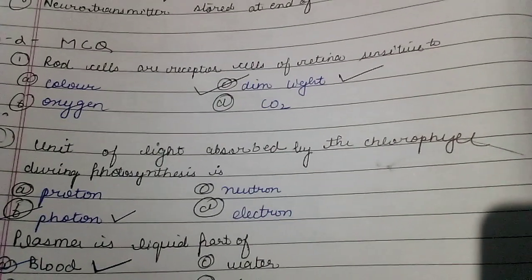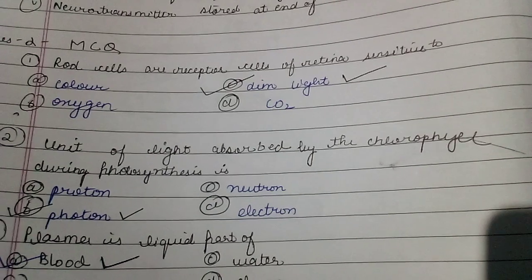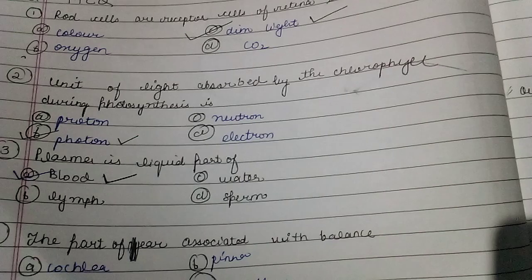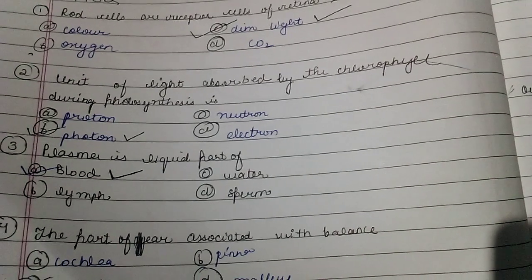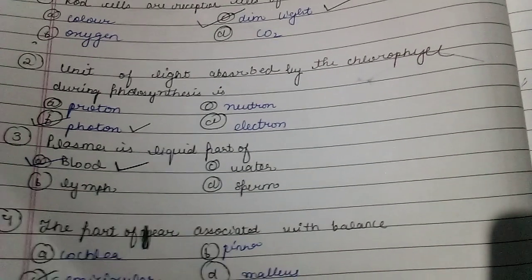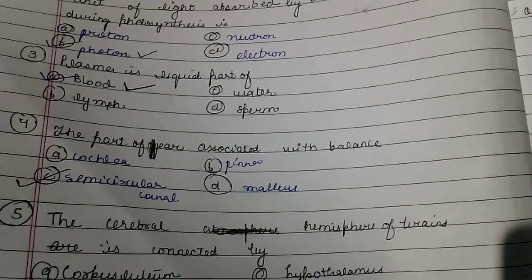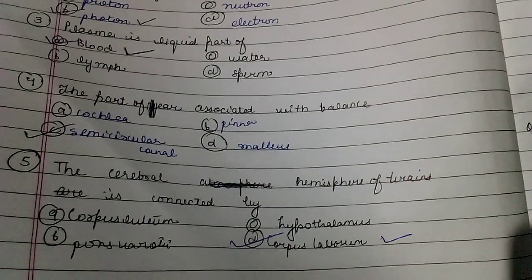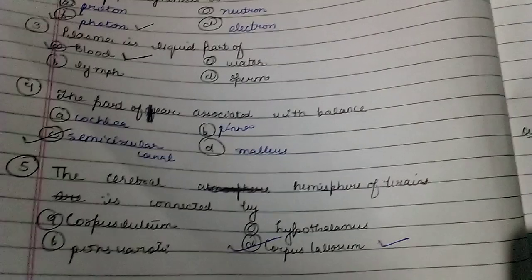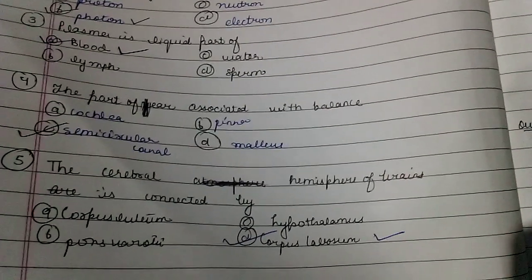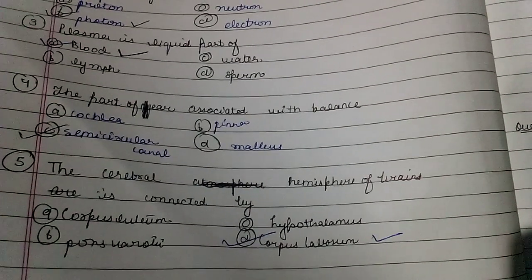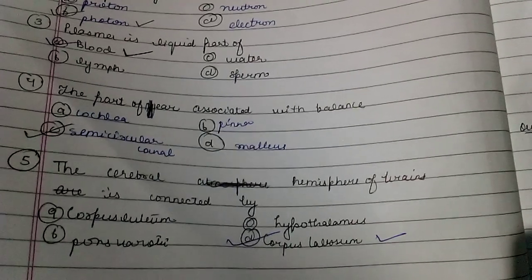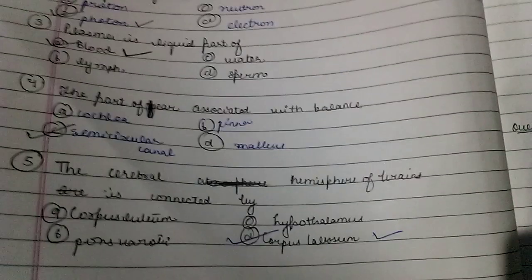MCQ. First, rod cells are receptor cells of retina sensitive to: color, dim light, oxygen, CO2. The answer is dim light. Second, unit of light absorbed by the chlorophyll during photosynthesis is: proton, neutron, photon, electron. The answer is photon. Third, plasma is the liquid part of: blood, water, lymph, sperm, blood. Fourth, the part of the ear associated with balance: cochlea, pinna, semicircular canal, malleus. Answer is semicircular canal. Fifth, the cerebral hemispheres of the brain are connected by: corpus luteum, hypothalamus, pons varolii, corpus callosum. The answer is corpus callosum.